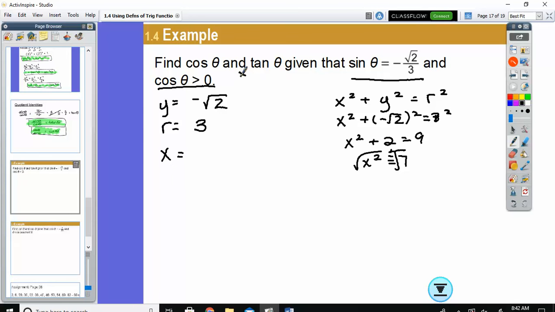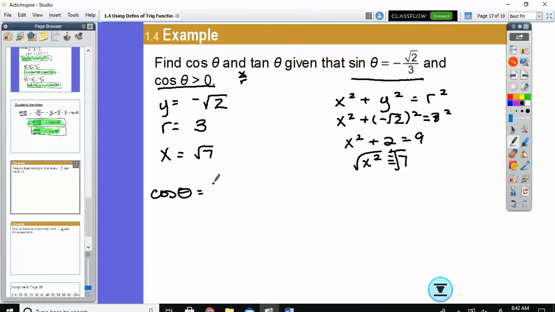Cosine is positive. How do you get cosine? X over r. If that's going to be positive, then I need my x to be positive. It's not necessarily hard, but there's a lot of thought that goes into this, thinking about whether we need a positive or a negative. So now you could give me cosine.